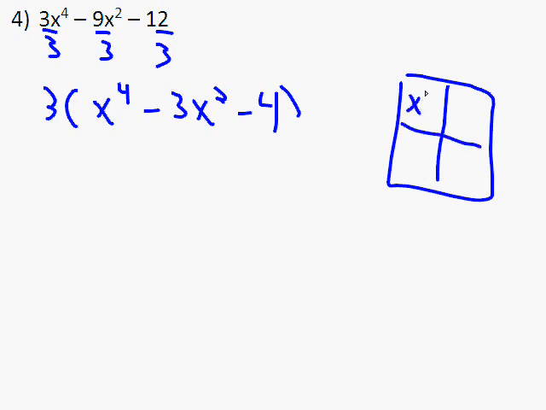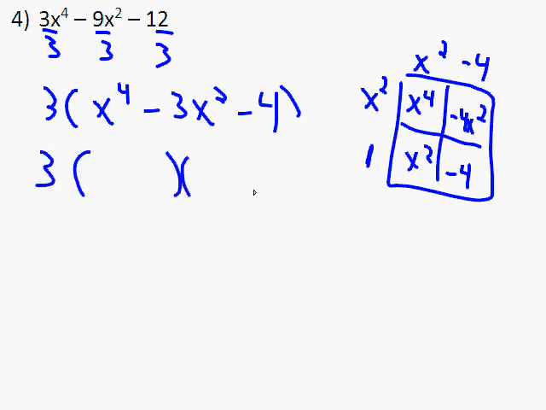Now, x to the fourth goes in this box right here. Negative 4 goes in this one. We can split up x to the fourth as x squared and x squared. We can split up negative 4 as, well, you can guess and check, but I'm going to go ahead and guess and check with the right answer to begin with. Negative 4 and positive 1. Now, x squared times negative 4 is negative 4x squared. x squared times 1 is x squared. So you'll notice when you add negative 4x squared plus x squared, you get negative 3x squared. So we can split up this factor as x squared minus 4 and x squared plus 1.